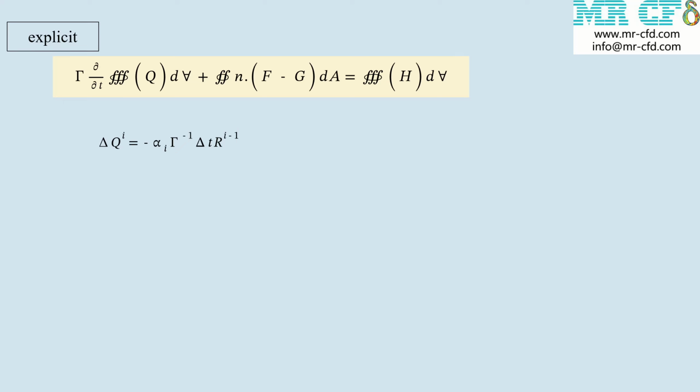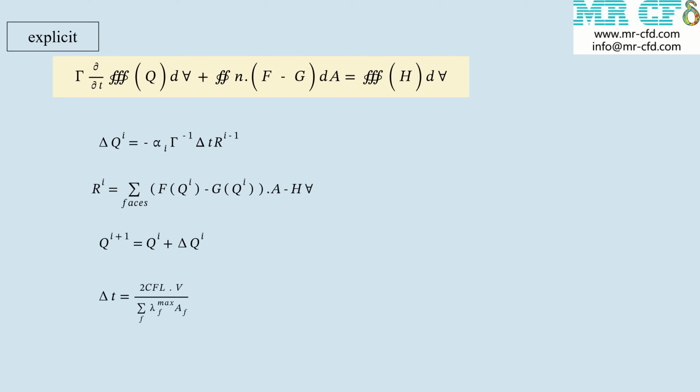In steady-state or unsteady simulations, delta T appears in the equations. For steady-state simulations, this process continues until the variables converge to a steady solution. The relation for R is presented here. As discussed, in the explicit method, the values for F and G are taken from the previous step. After calculating delta Q, Q at the next iteration can be solved. In this formulation, delta T is equal to 2 times CFL times V, where CFL is the Courant number, V is the cell volume, and in the denominator lambda max, the maximum local eigenvalue, and AF is the area of the face.